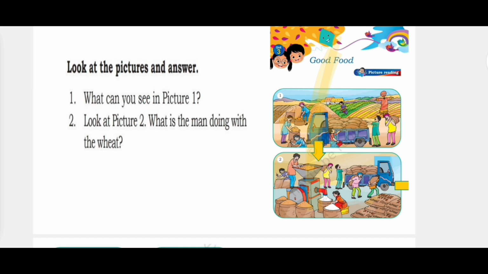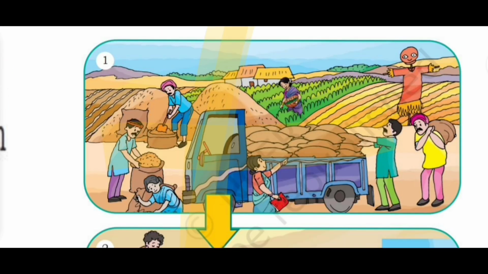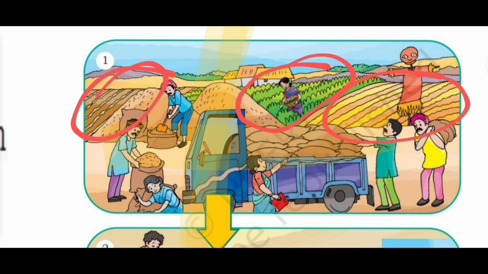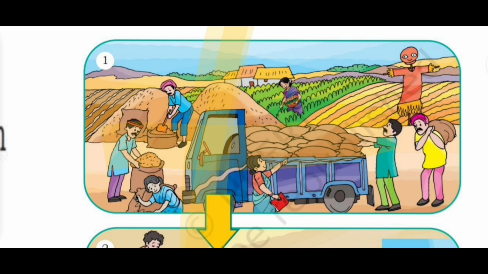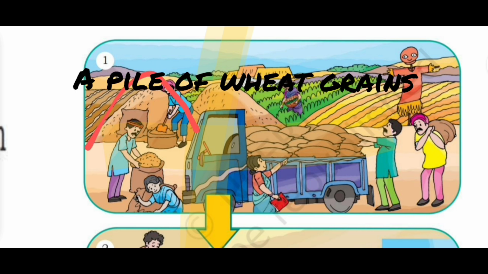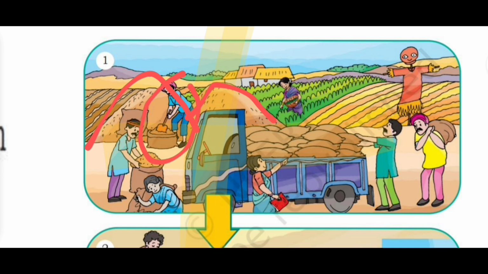Question 1 says, what can you see in picture 1? So kids, what can you see in picture 1? You can see fields, right? There are many fields over here. A few are already harvested, and one is green. Now, you can see a pile of wheat. Can you see this pile of wheat over here? There are 2 piles of wheat. This is a pile, a heap. You can see a man filling the wheat in a sack. Is this clear?